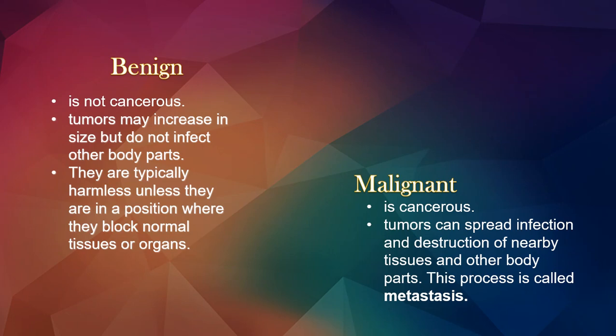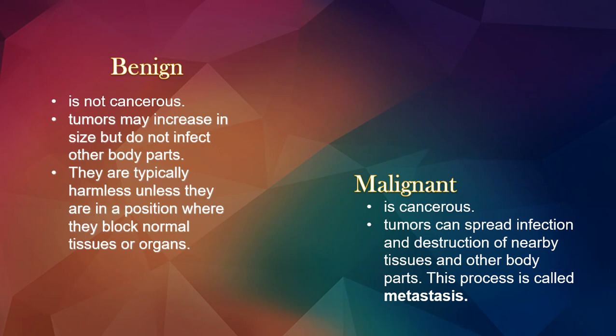For example, benign tumors are just locally positioned in a particular part of your body. So, they are typically harmless unless they are in a position where they block normal tissues or organs. For example, it blocks particular blood vessels, it pinches the blood vessel that is very important for, for example, kidney processes. Okay, so the benign tumor becomes harmful.